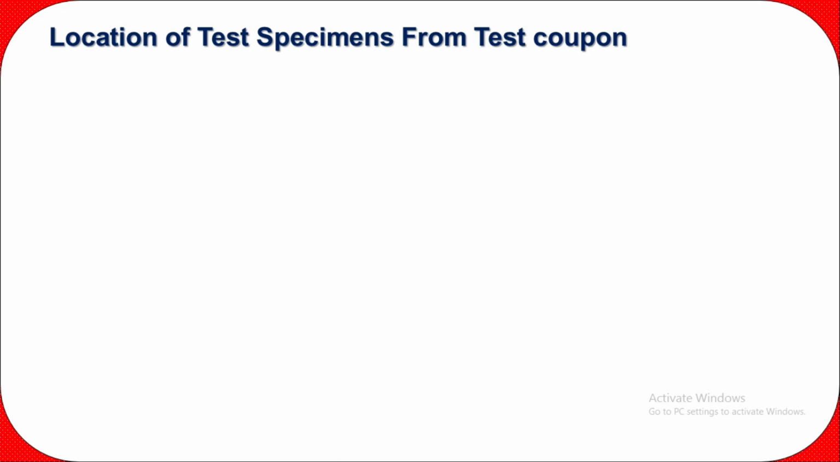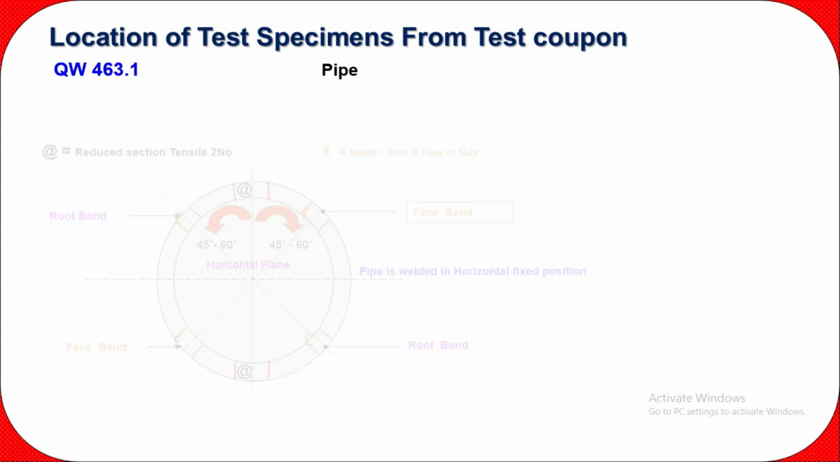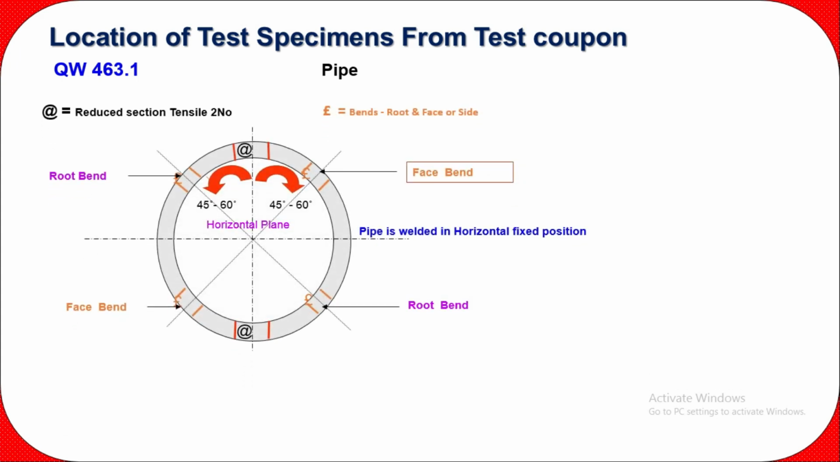Location of test specimen from test coupon. This is a pipe. The plate was already finished; now it is a pipe. How do we locate on the pipe? You can see the reduced section tensile, 2 number. Here is a reduced tensile, this area, and this one is the reduced tensile, these two areas. And this symbol is the bend, root, face or side. You can see here, here, here, here. Four means root and face or side bends.